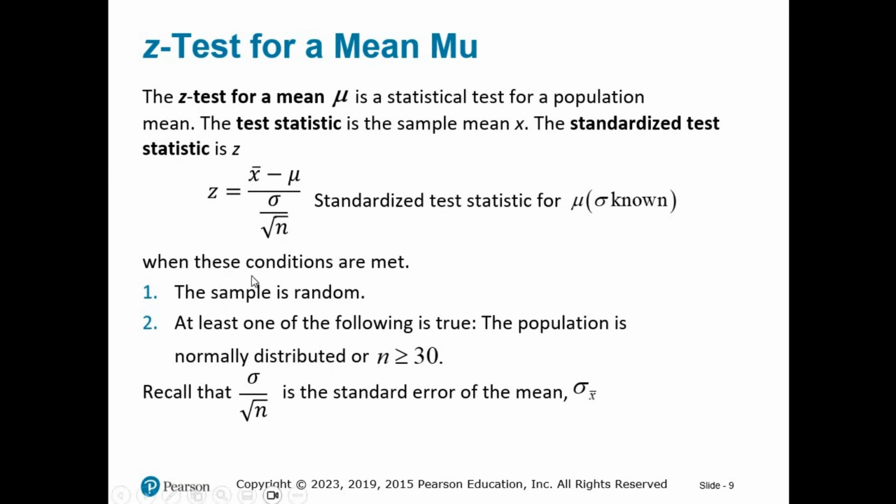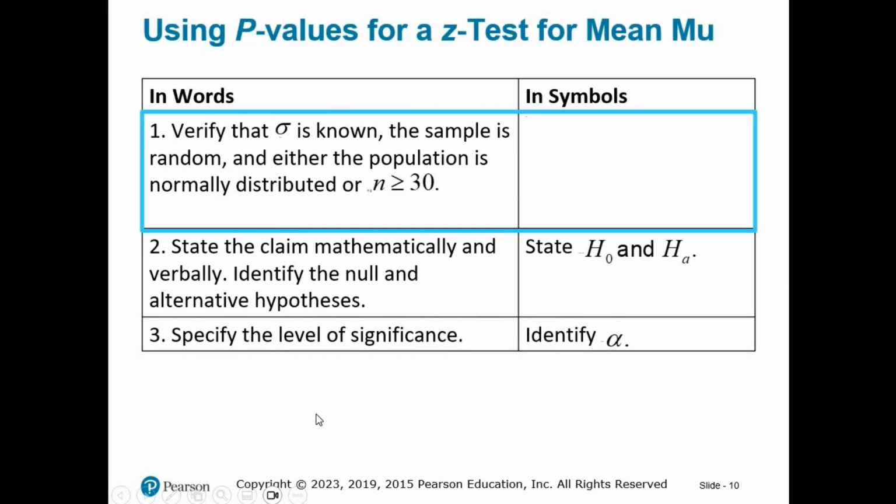Okay, so how are we going to use this z-score formula? Let's go over this in words and symbols. First, we need to verify that sigma is known. Do we have a population standard deviation? Is the sample random? And is either the population normally distributed or is the sample size greater than or equal to 30? If all these check out, we then gather the data we're going to need. For example, we know we're going to need sigma, the standard deviation, and the sample size n, so those will be important to grab. Next, I want to state my null and alternative hypothesis.